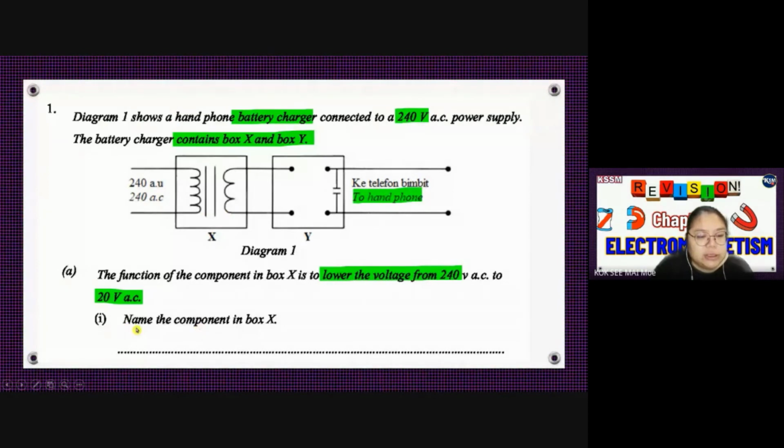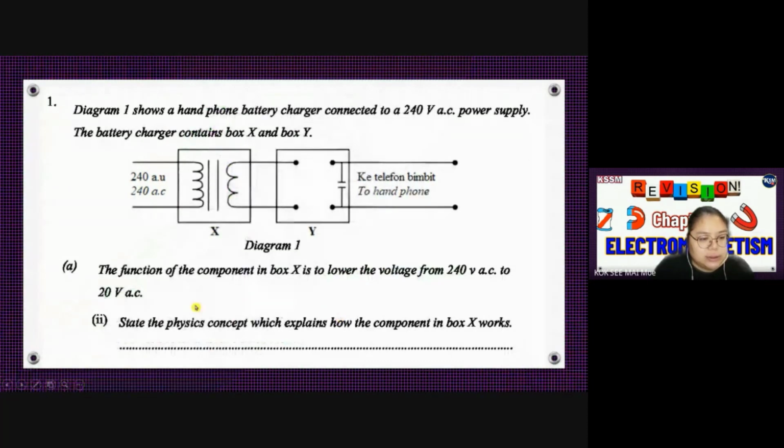So from here, this one should be the transformer. So from here, they just name the component for the box X. So when we see this one is 240, we want to drop until 20. So we give the full name, a little bit specific: it's a step down transformer. Okay, step down transformer. Okay, then we continue to the question.